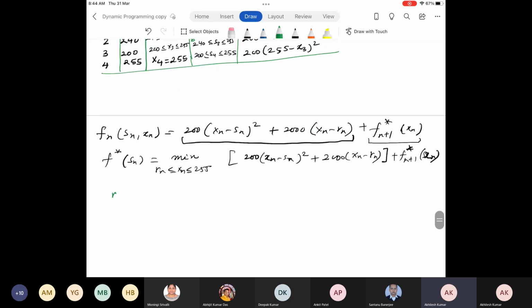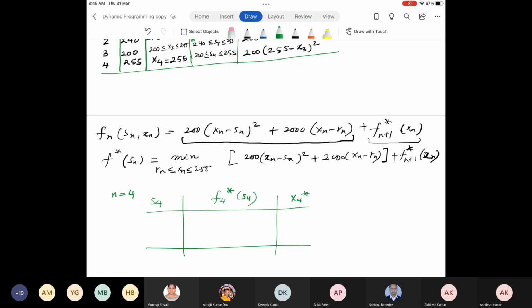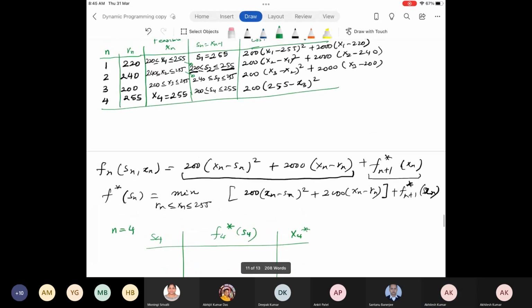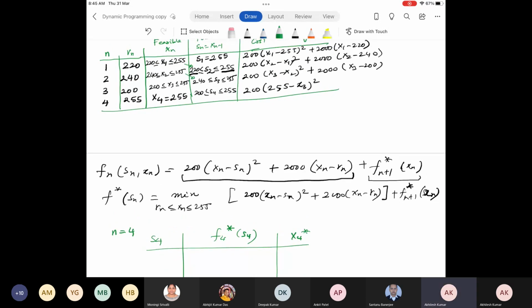Let's start with n equals 4. So let's say if I do the n equals 4 table: S4, F4 star of S4 and X4 star. Okay, so what is S4? For stage 4, what is S4? That should be equal to your S3. So it is between 200 and 255. So 200 is less than or equal to S4, less than or equal to 255.